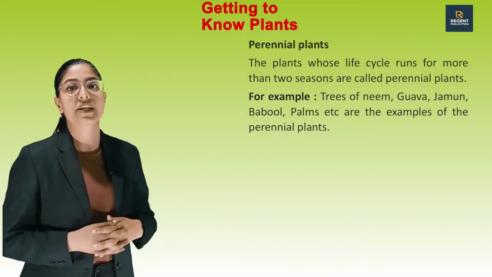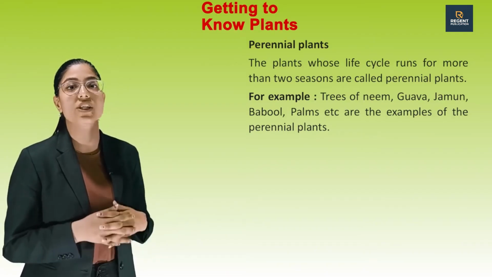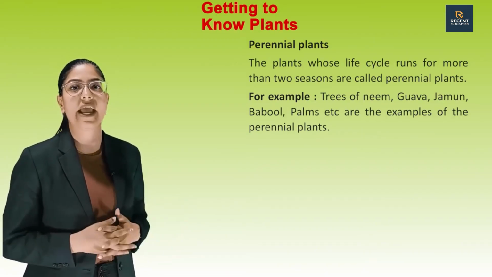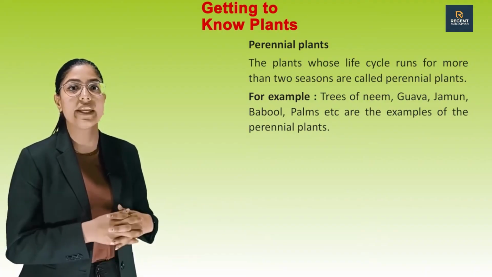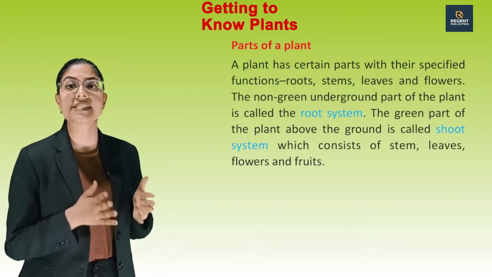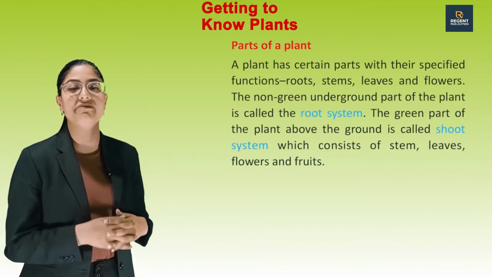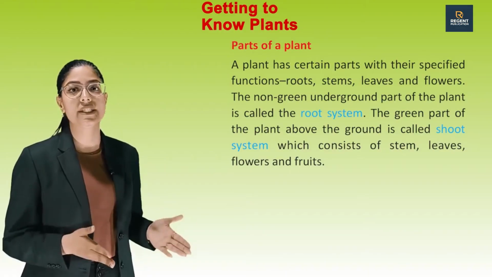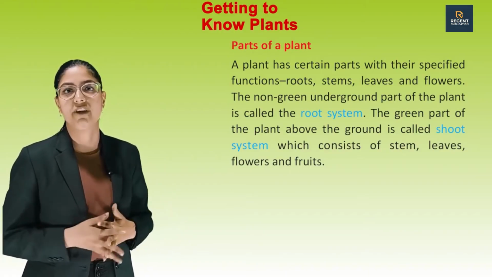For example, trees of neem, guava, jamun, babool, palm, etc. are the examples of perennial plants. Parts of a plant. A plant has certain parts with their specified functions. Roots, stems, leaves and flowers.